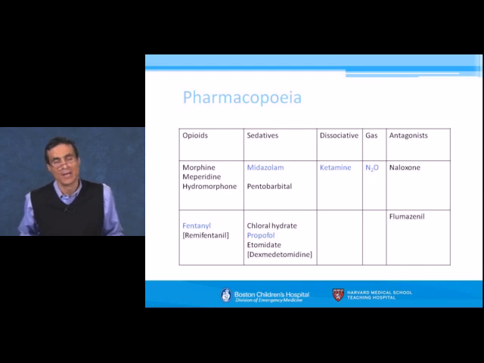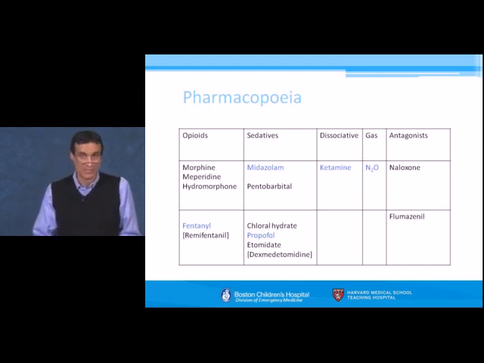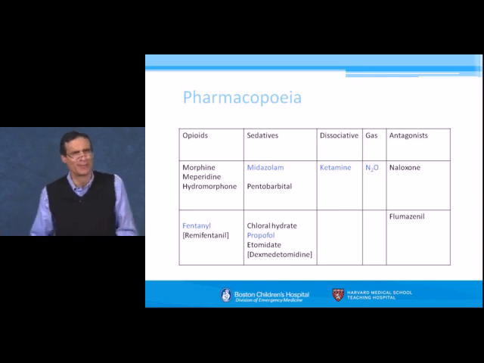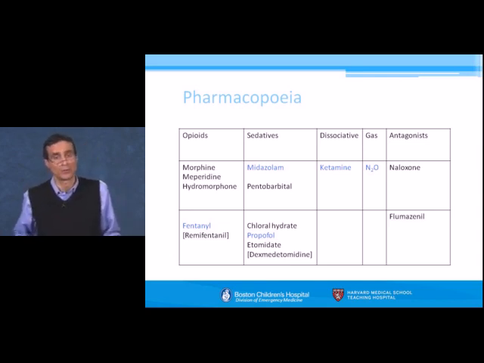Pentobarbital is an intermediate-acting barbiturate. That means its onset is 3 to 5 minutes intravenous. It lasts approximately 30 to 60 minutes, I'd say more like 45 to 60 minutes, or sometimes longer, depending on whether you give a single dose or repeated dosing.